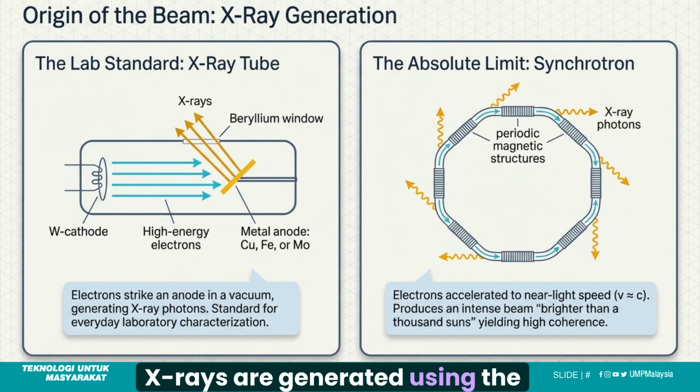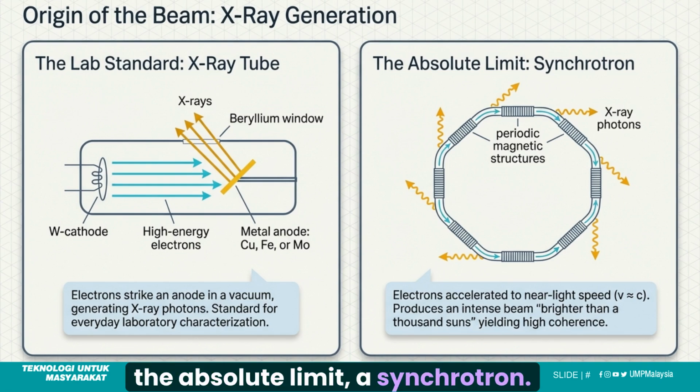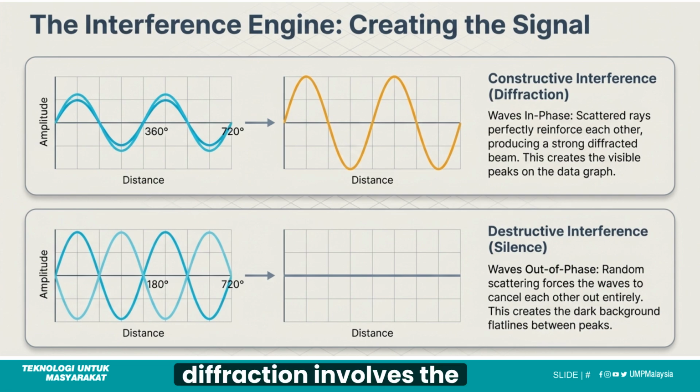X-rays are generated using the lab standard, an X-ray tube, or the absolute limit, a synchrotron. The X-ray tube uses high-energy electrons striking a metal anode, while a synchrotron accelerates electrons to near-light speed for an intense, highly coherent beam. Diffraction involves the interference engine.